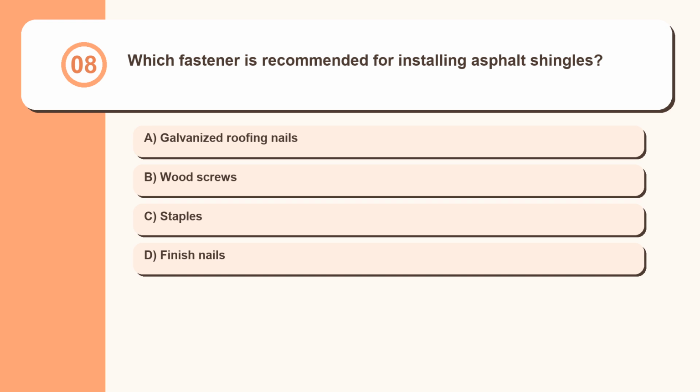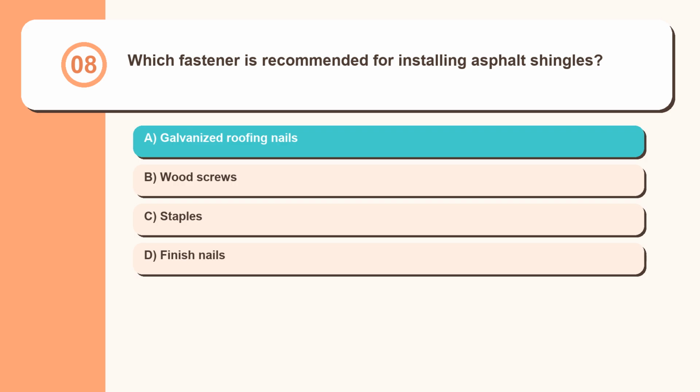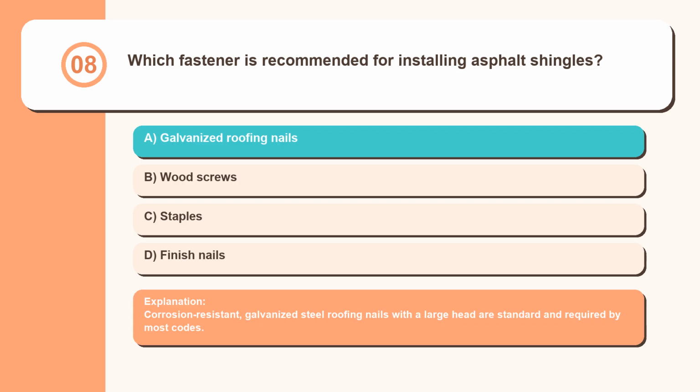Question 8. Which fastener is recommended for installing asphalt shingles? Galvanized roofing nails, wood screws, staples, finish nails. Corrosion-resistant, galvanized steel roofing nails with a large head are standard and required by most codes.